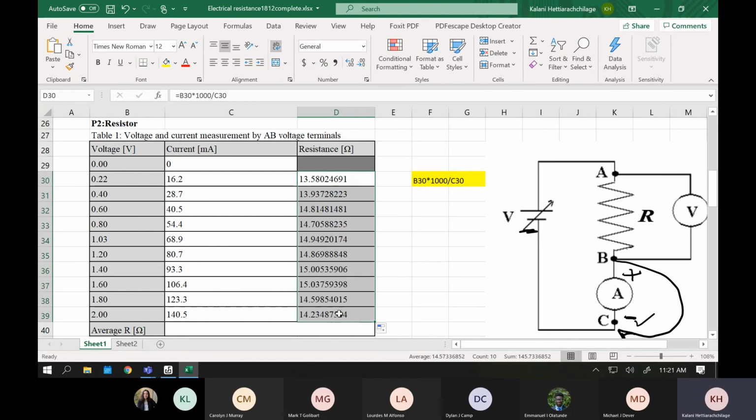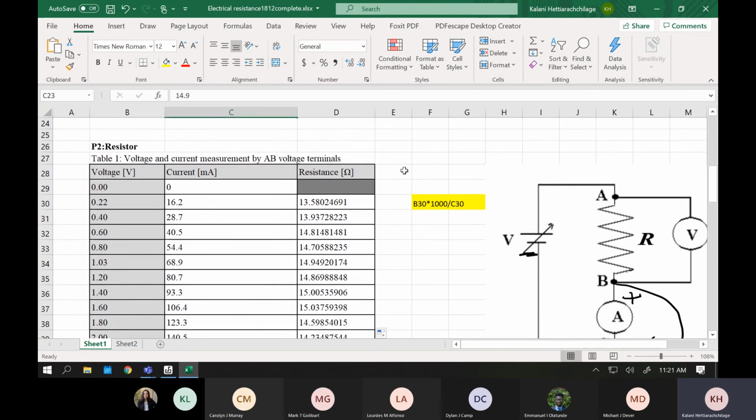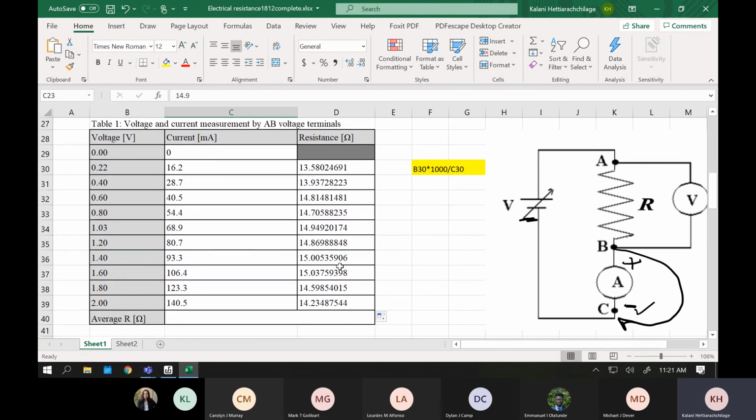So now this is around 14, 15, 13. That should match the value you had earlier here. This is the measured value we had, 14.9. Now I have some fluctuation in the numbers, but that's fine. It's almost the same as that number, right?